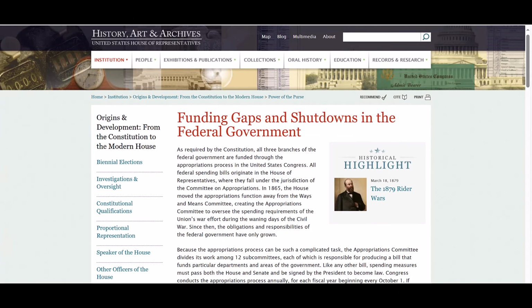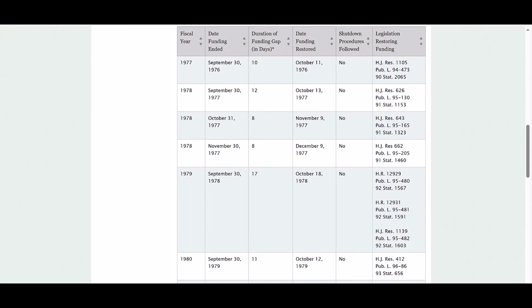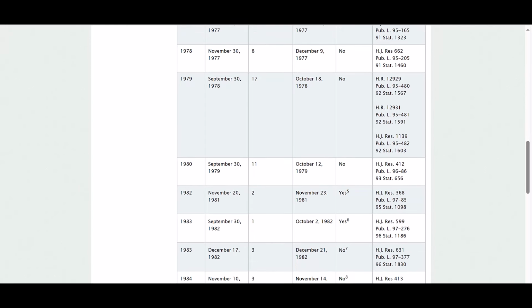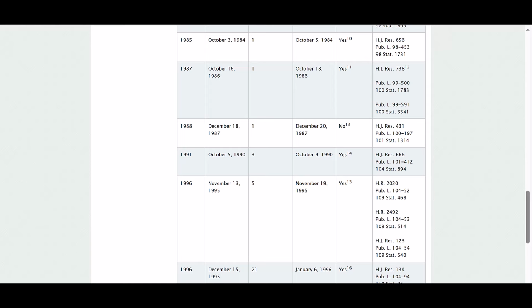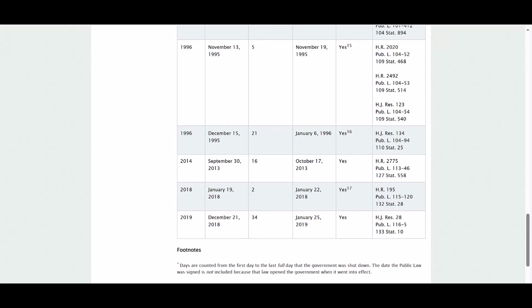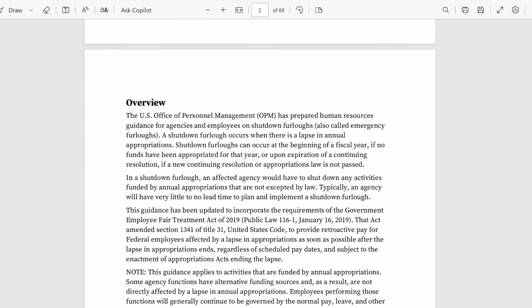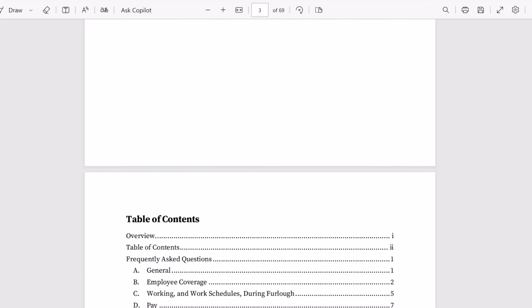Nevertheless, beginning with the appropriations process for fiscal year 1982, many subsequent funding gaps have resulted in a shutdown of affected agencies in which day-to-day operations halt and employees are furloughed without pay. The U.S. Office of Personnel Management published guidance for federal agencies and employees in the event of a shutdown, noting that in a shutdown furlough, an affected agency would have to shut down any activities funded by annual appropriations that are not excepted by law. Typically, an agency will have very little to no lead time to plan and implement a shutdown furlough.